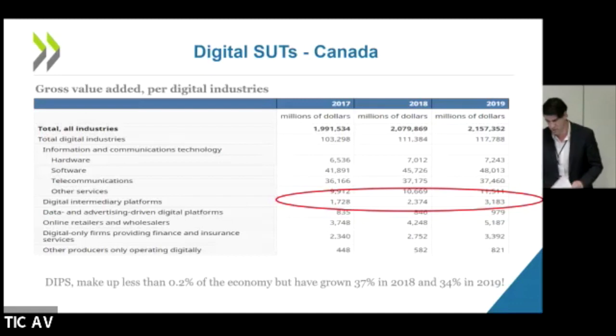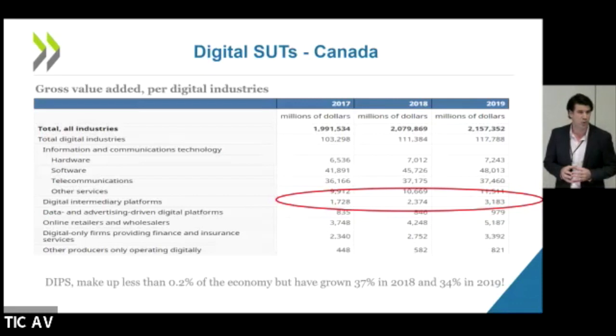You'll notice there as well, we've got e-tailers and other producers operating digitally. The other producers operating digitally is really a catch-all for digital-only firms that don't fit any other categories. Again, we know that that's probably a lot less than actually is, because it is relying on the indicator information that Statistics Canada are able to do.